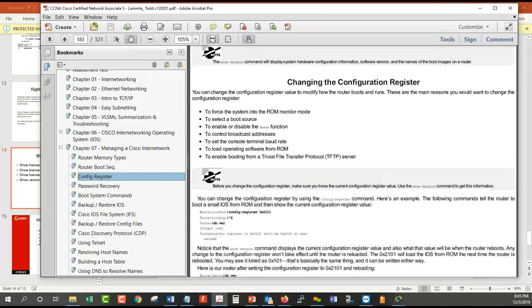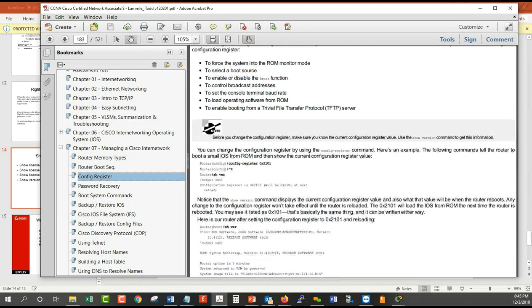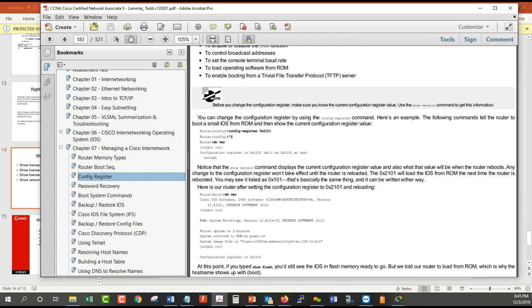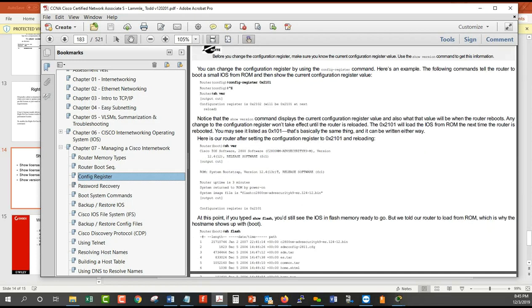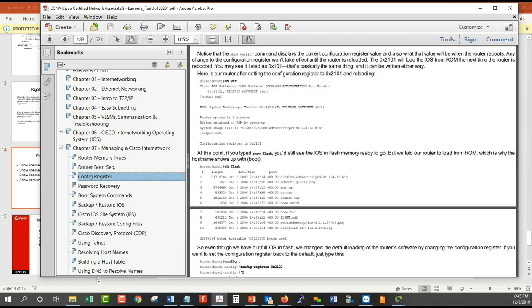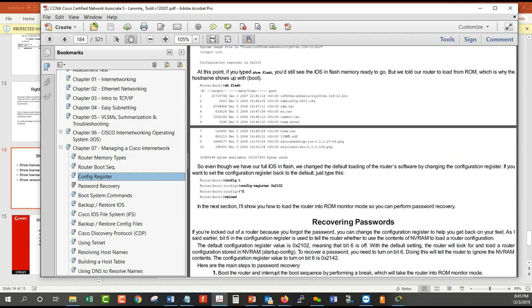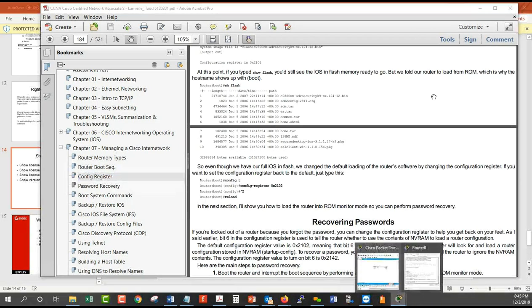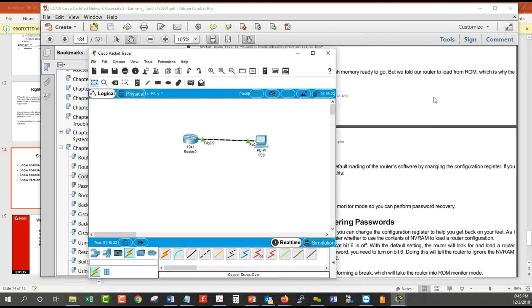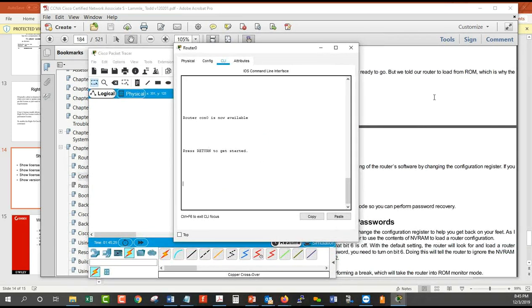So what we want to do is go into ROMmon and change the register from 2101 or 2102 to 2142. And so let me just demonstrate this real quick in Packet Tracer. We'll bring Packet Tracer over and go into our router.